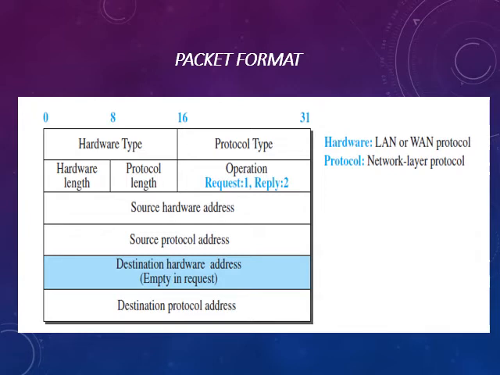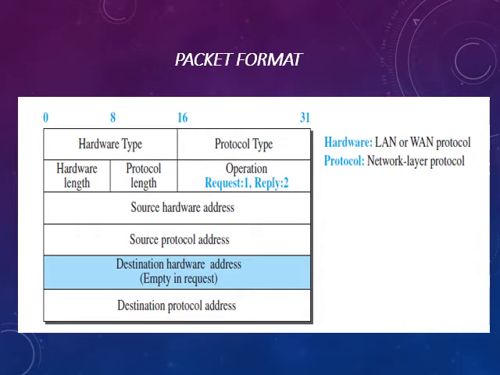The hardware type field defines the type of the link layer protocol. The protocol type field defines the network layer protocol. The source hardware and source protocol addresses are variable length fields defining the link layer and the network layer addresses of the sender. The destination hardware address and the destination protocol address fields define the receiver's link layer and network layer addresses. The ARP is encapsulated directly into a data link frame.